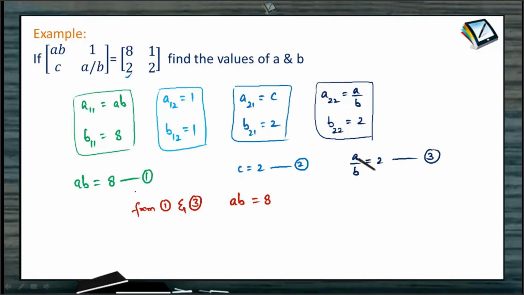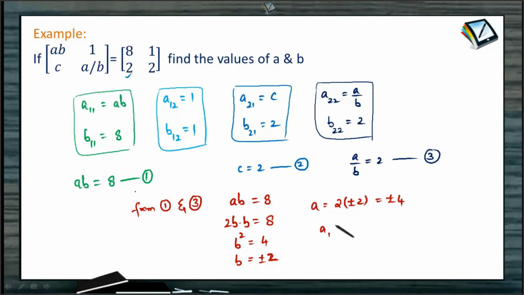So when we consider equations 1 and 3, can we replace A into B equal to 8? Then from the second equation we can replace A with 2B. Then this becomes 2B into B equal to 8, or shall we write B square equal to 4, or B as plus or minus 2. When B is plus or minus 2, what will be the value of A? Yes, A would be 2 times plus or minus 2, that is plus or minus 4.